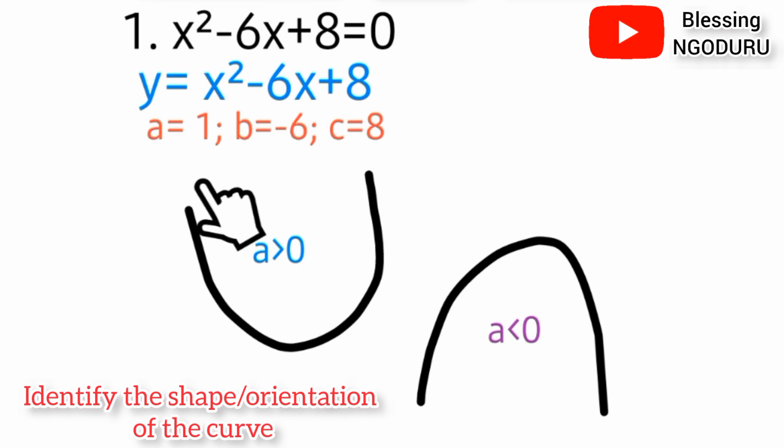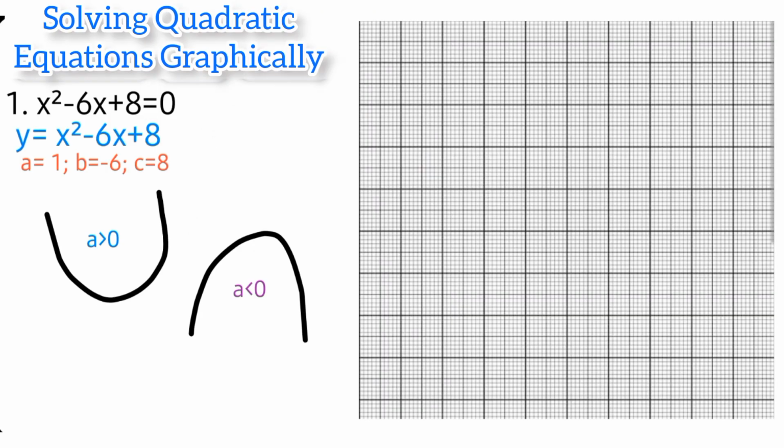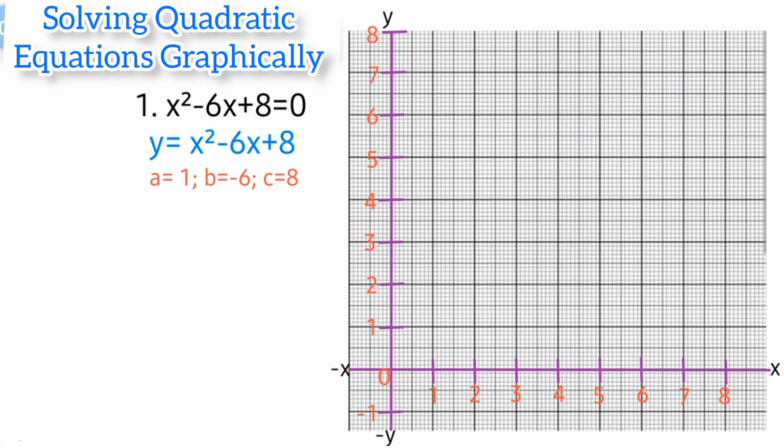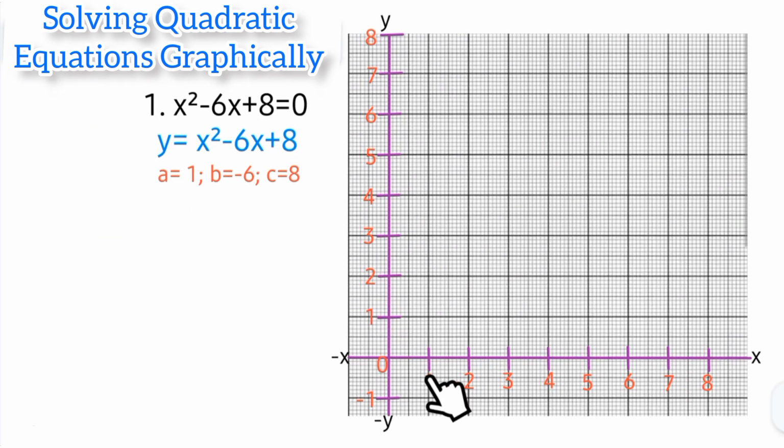Now let's identify the shape or the orientation of the parabola. We did say that the a value in this equation is 1. And since 1 is greater than 0, it's expected that after plotting this graph, our parabola will take this shape. That is, it will open upward. On the x-axis, 1 cm represents 1. So also on the y-axis.